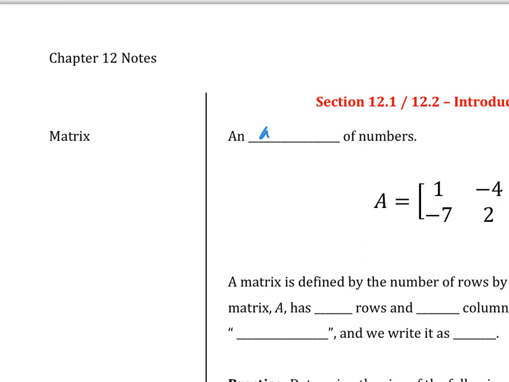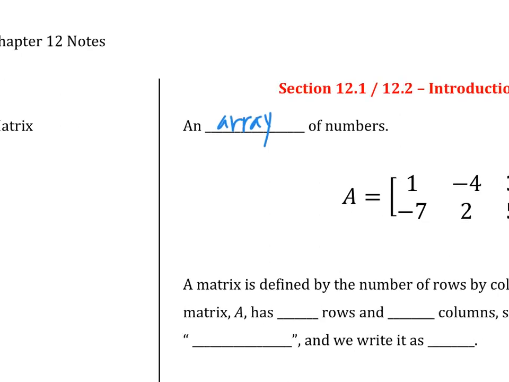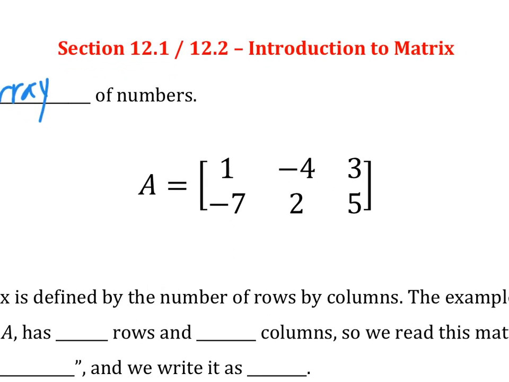It's an array of numbers. Array means that you have a bunch of lists, and they are usually in rows and columns. And so, for example, this is matrix A. And when we talk about matrix, that letter is always uppercase.